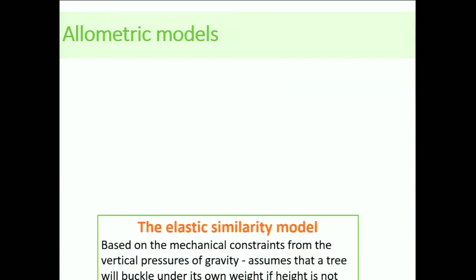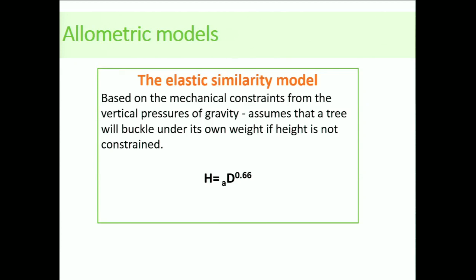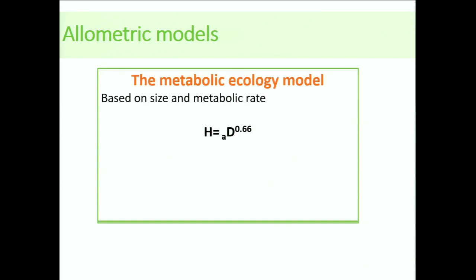The first one is the elastic similarity model, which is basically constrained by the pressures of gravity. So a tree will inevitably, if it carries on growing, buckle under its own weight. This theory denotes B, the scaling exponent, as two-thirds, so approximately 0.66. Okay. Similarly, but in a completely different theory, the metabolic ecology model, which is based on size and metabolic rate, which can also be applied to plants, not just animals, also denotes the scaling exponent at 0.66.